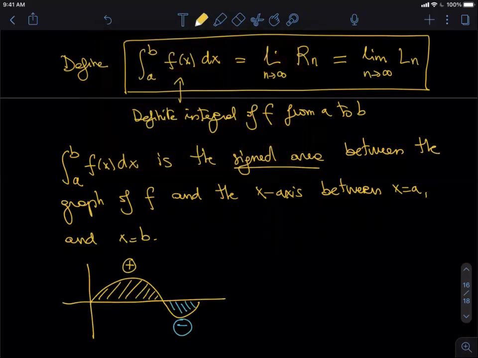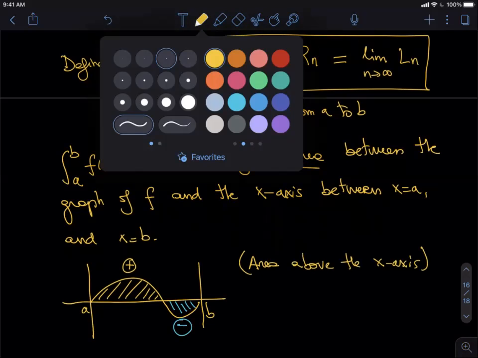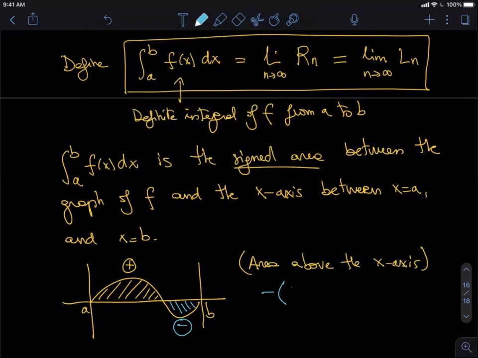So here, if this is A and this is B, the yellow area would be a positive area. But then the blue area would appear subtracting, so minus the area below the x-axis. And it's always the area between the curve and the axis.